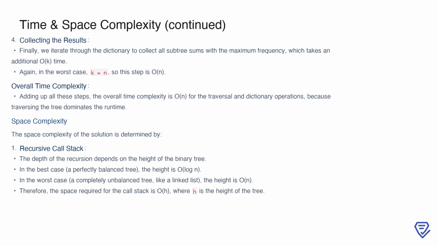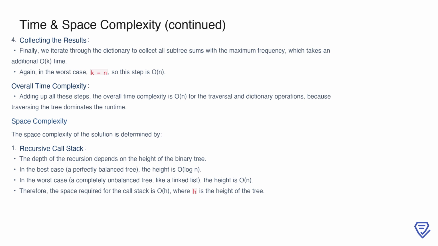The last step in our time complexity analysis is collecting the results. Here, we iterate through the dictionary to gather all subtree sums that have the maximum frequency. This step also takes O(k) time, where k is the number of unique subtree sums. In the worst case, where all subtree sums are unique, this step is O(n). Combining all these steps, the overall time complexity of the solution is O(n). This is because the traversal of the tree, which is O(n), dominates the runtime.